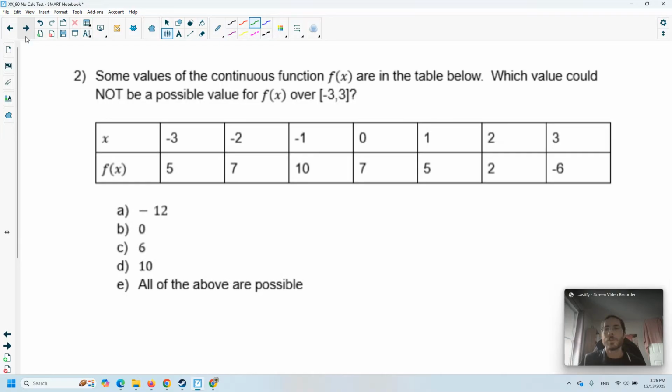All right, number 2 tricked a lot of people. It says, what value could not be possible for our continuous function over -3 to 3? The idea here is the intermediate value theorem. But the intermediate value theorem states which values must be possible, not which values must not be possible. So the idea here, which a lot of people thought about, was to think about these as points.